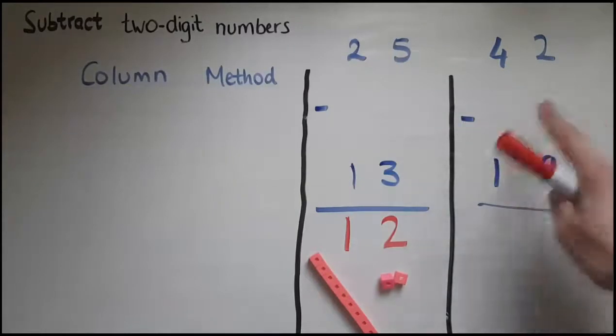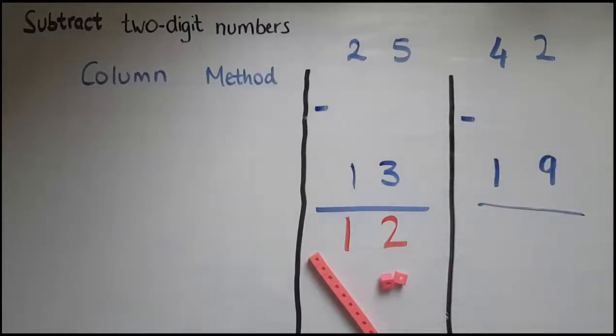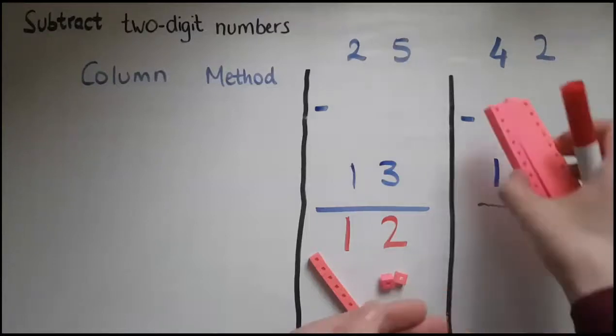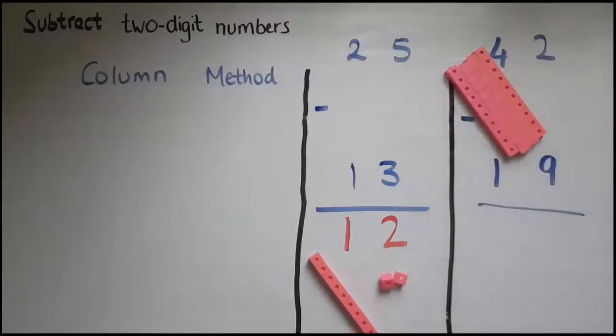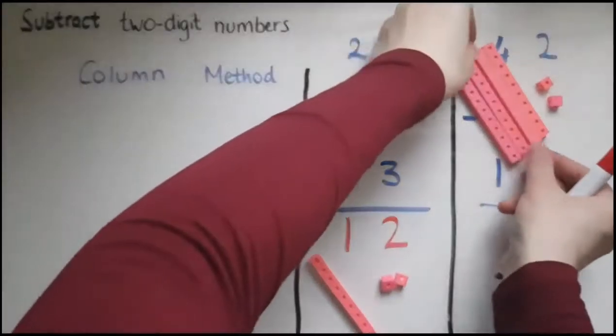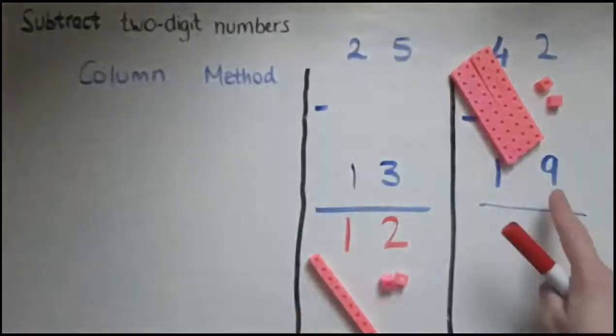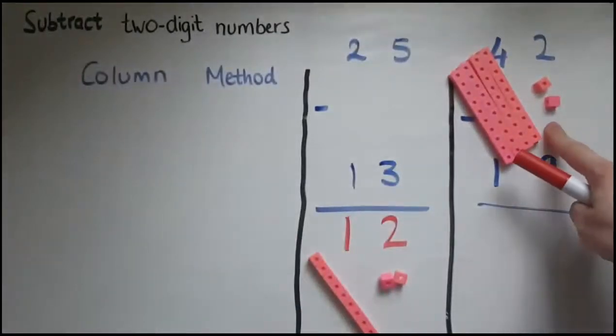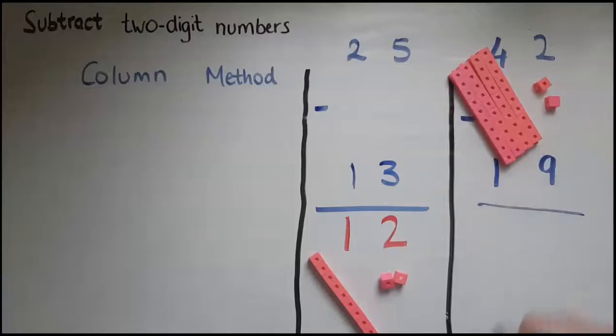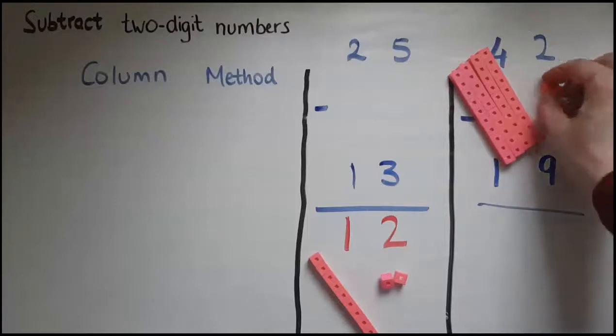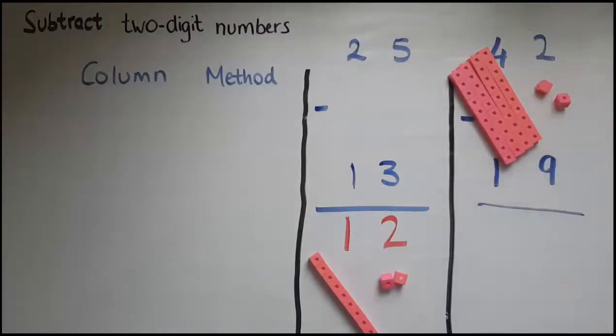Now we've got 42 take away 19. So I'll do the same thing and represent 42 using the cubes. So I have 4 lots of 10 and 2 single cubes. I need to take away 19. So 9 to take away from 2. Am I able to do that? I can take away 1 or 2, but not any more than that.